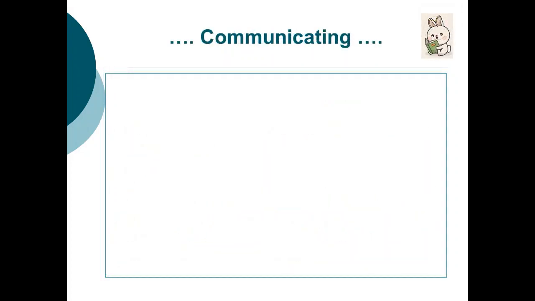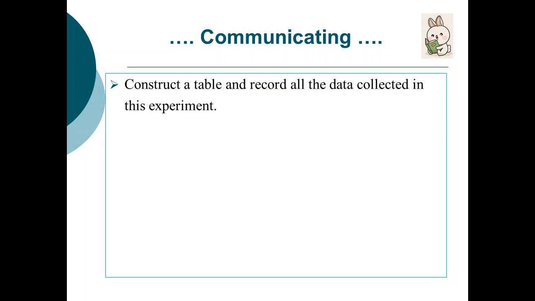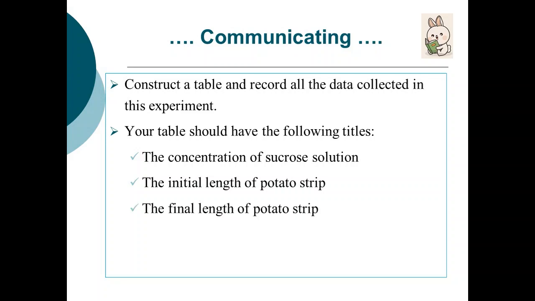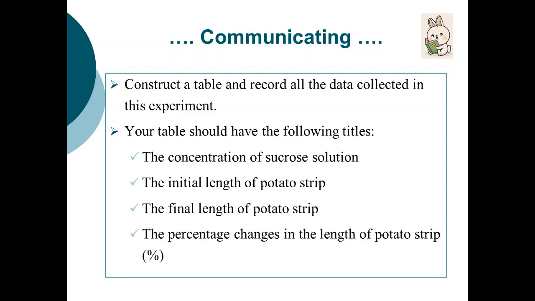Now we go to communicating. This means we will present the experiment data in the form of a table or graph. This is the instruction for constructing a table. Construct a table and record all the data collected in this experiment. The table should have the following titles: the concentration of sucrose solution, the initial length of potato strip, the final length of potato strip, and the percentage change in the length of potato strip.